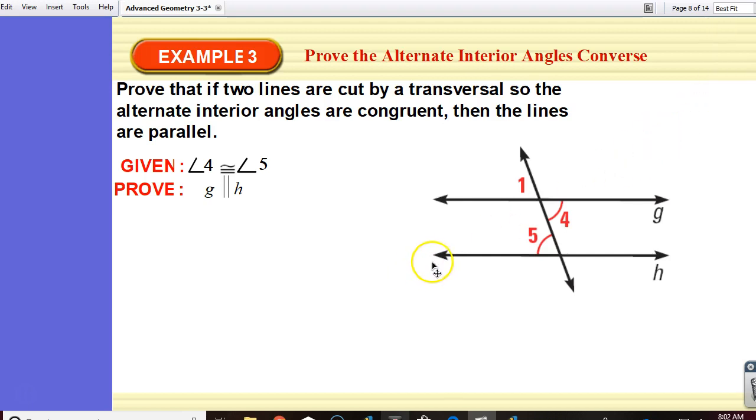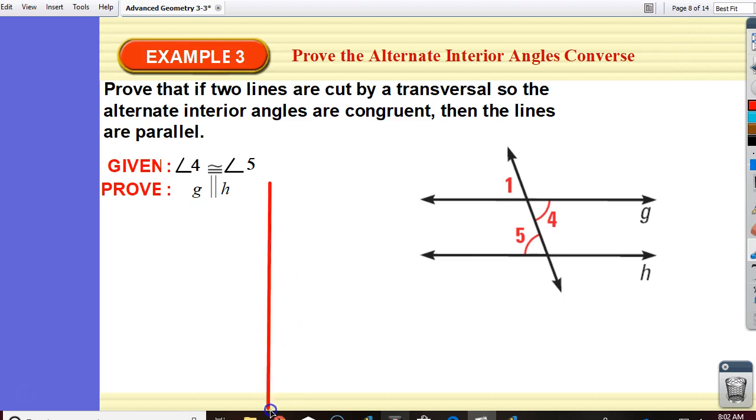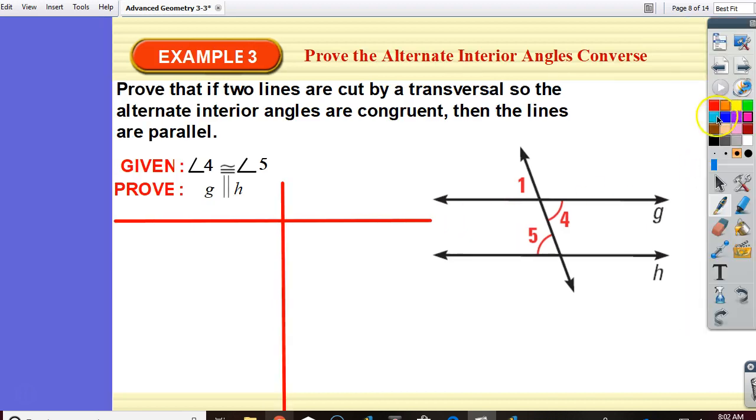Prove that if two lines are cut by a transversal so that the alternate interior angles are congruent, then the lines are parallel. So we're trying to do a proof on this one. So we have our statements and our reasons, right? I want you guys to try to start this one out real quick. And we'll start going over it.